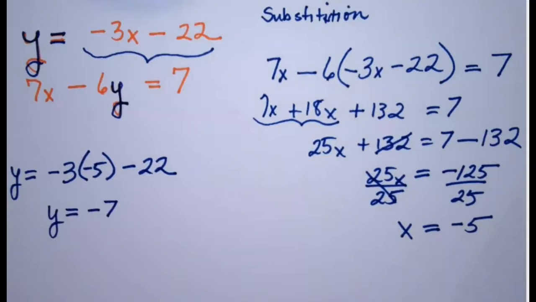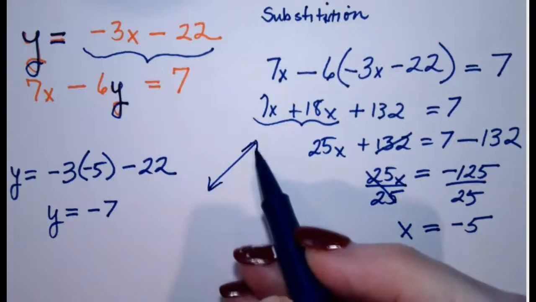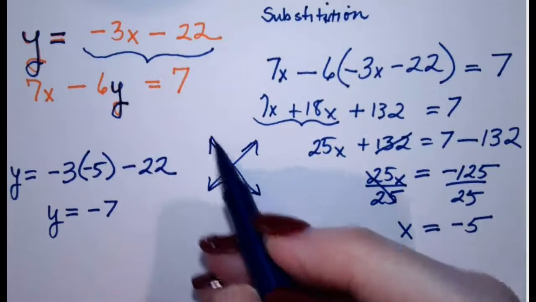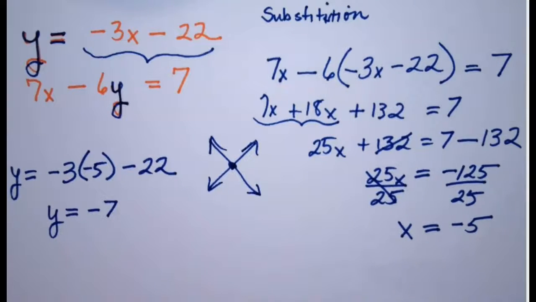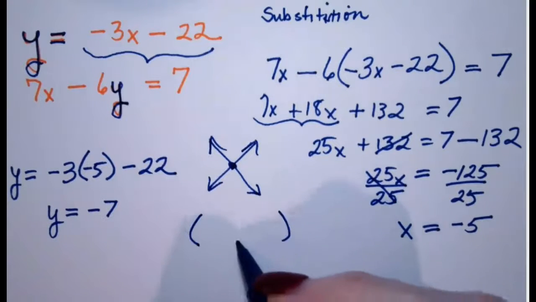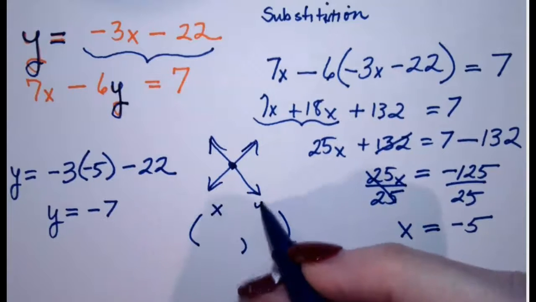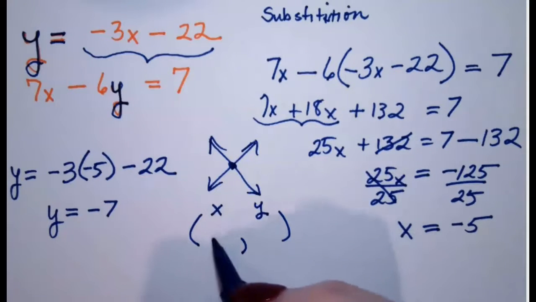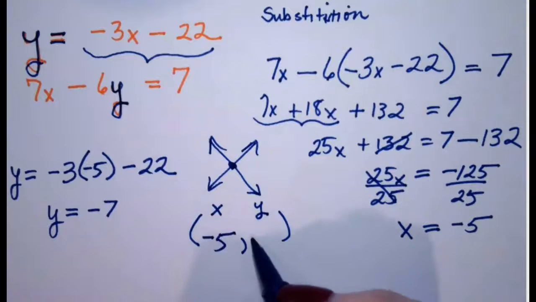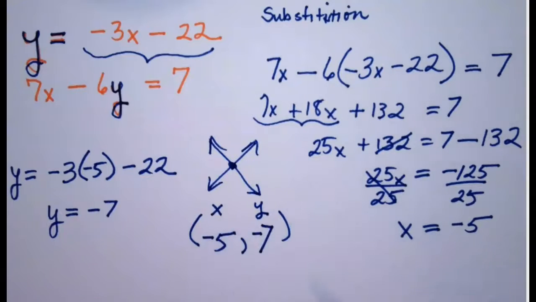Now, one thing I want you to start thinking about is the answer is a point. It's a point where these two lines cross, isn't it? It's a point, and a point looks like this. It has parentheses, it has an x, it has a y, and so this is negative 5, negative 7. That's the answer to this problem. It's a point.